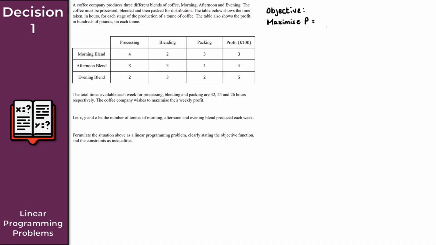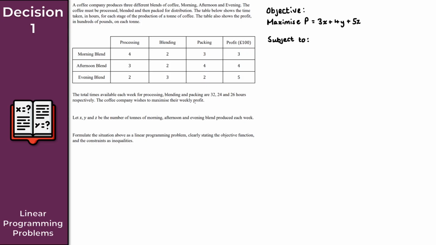Hopefully nice and straightforward there, just to get us started with the objective function. So we get 3X plus 4Y plus 5Z. Okay, so that is our objective function. Good stuff. And what we now need is the constraints as inequalities. So this will be subject to. What I now need to do is present the inequalities for this linear programming problem.